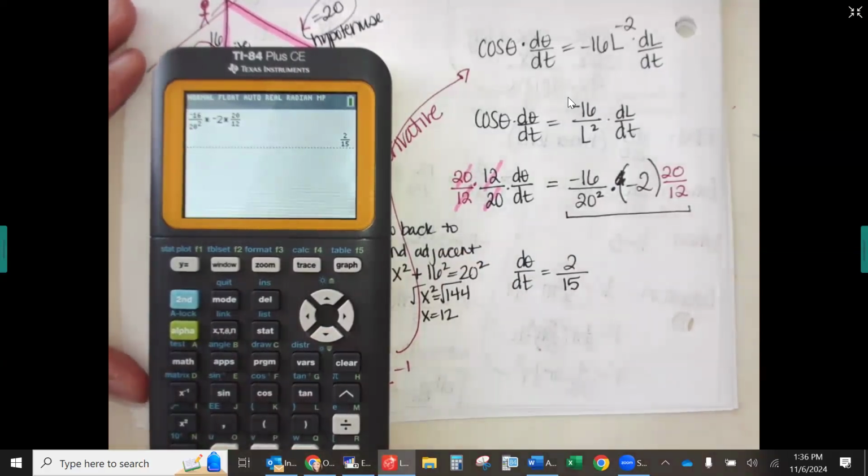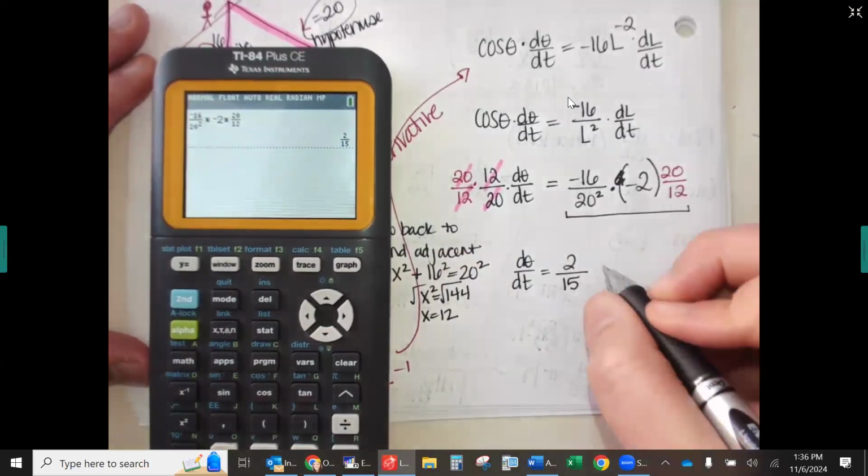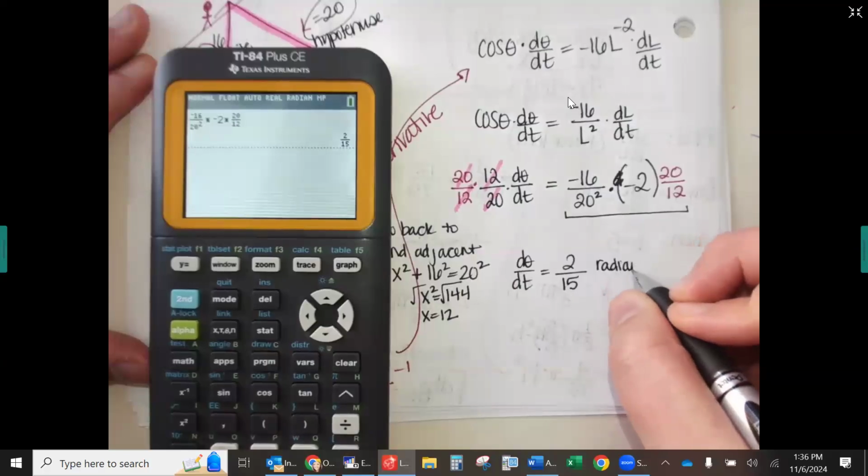Then when you are measuring d theta dt, your units for an angle, a lot of times they do not use degrees on the AP test, they'll use radians. So it would be radians per second.